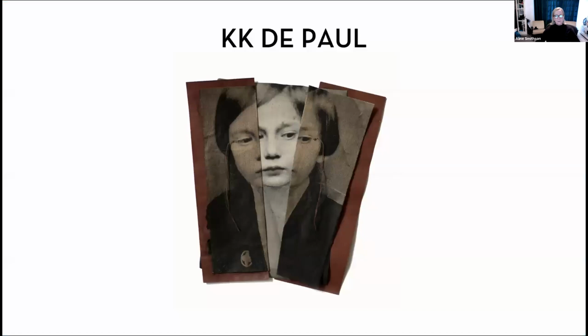Now we're going to look at transformation by cutting. And KK DePaul has a legacy of really wonderful projects where she is using sewing also, and cutting and layering. As she says, I'm a storyteller. My themes are memory and secrets. I've always been fascinated by multiple interpretations.